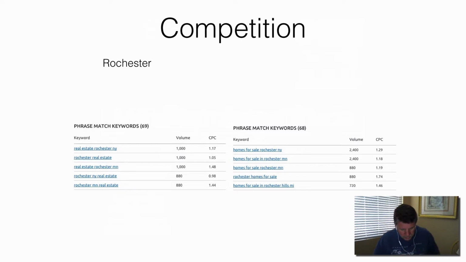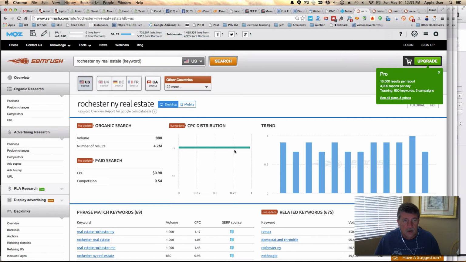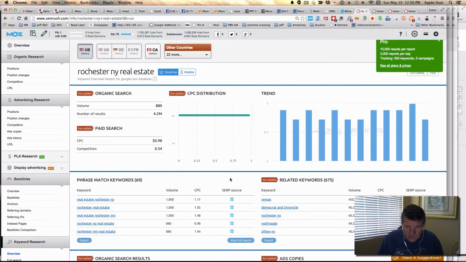For that I'm going to move over to SEMrush. So let's look first at Rochester, New York real estate, and we see pay-per-click competition at what seems by my experience to be a slightly lower price range for pay-per-click ads. It doesn't concern me too much because of a couple factors.